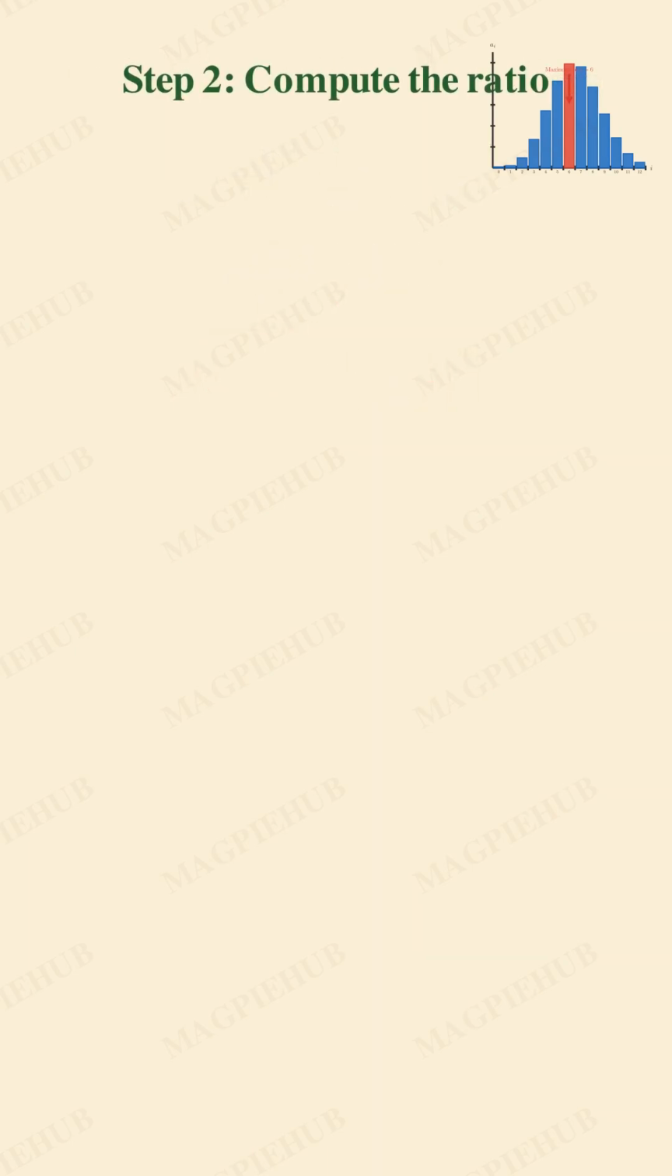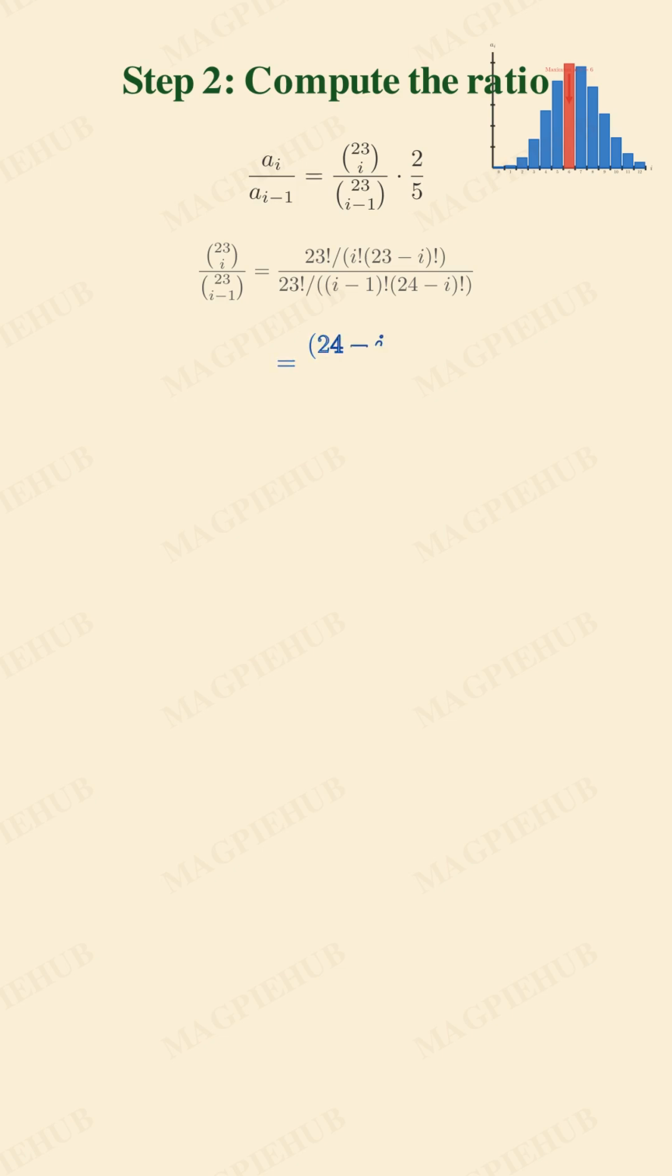Step 2, we compute the ratio a_i over a_(i-1). The ratio of consecutive binomial coefficients, 23 choose i over 23 choose (i-1), simplifies to (24 minus i) divided by i. Multiplying by the extra factor of 2 over 5, we get a_i over a_(i-1) equals 2 times (24 minus i), divided by 5i.